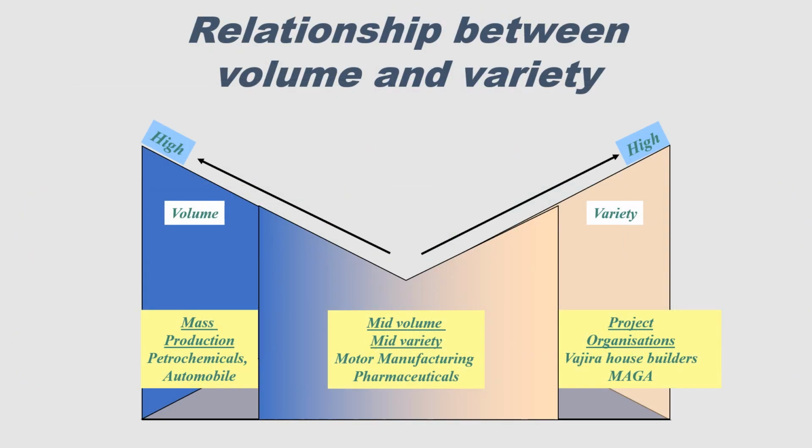There is a relationship between volume and variety. Volume is the average quantities of the product produced in the manufacturing system. It can be low volume, such as building a product or construction, or it may be high volume, such as producing consumer durables in the FMCG sector, or automobile production as well as petrochemical production. So you can see a large number of products coming in a small time span.